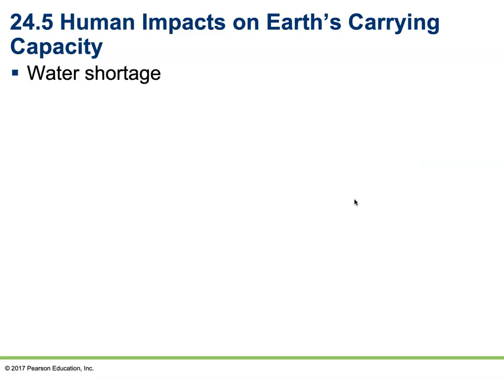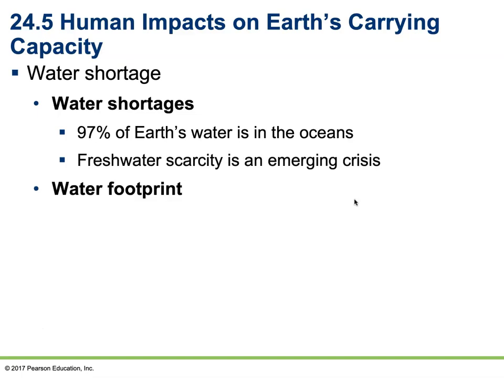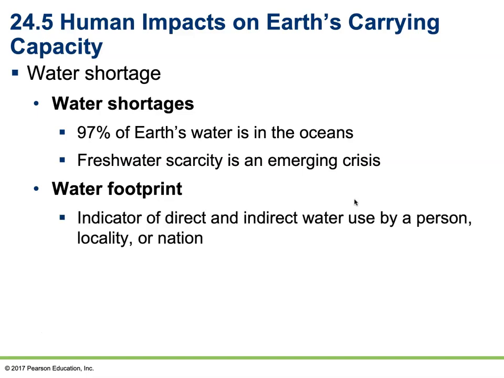We're also seeing things like water shortages. 97% of the Earth's water is going to be in the oceans, so fresh water is a scarcity, and it is becoming an emerging crisis. How can we get access to more fresh water, or how can we maybe desalinate the oceans? We have a set amount of water on this planet, and it's becoming saltier every day. Water footprint. Water footprint is an indicator of direct and indirect water use by person, locality, or nation. So things like direct use would be water at home. Indirect use would be water used to produce goods and services.